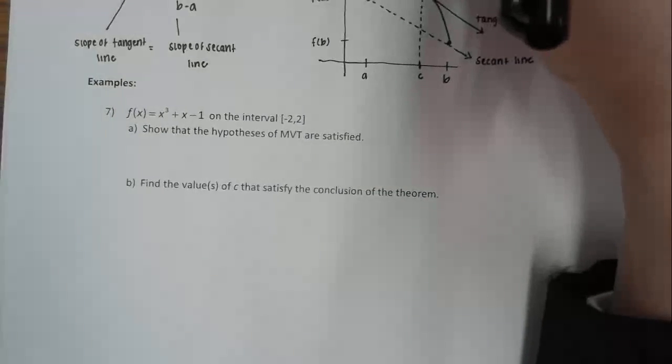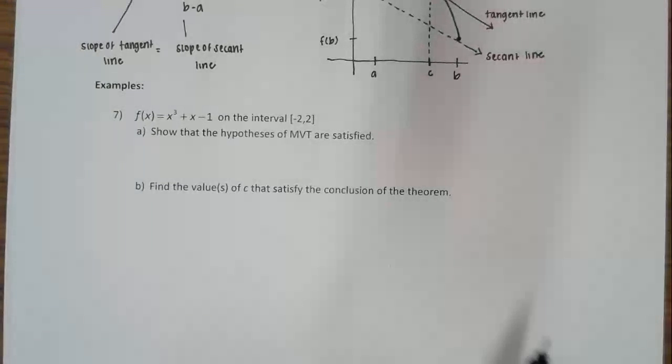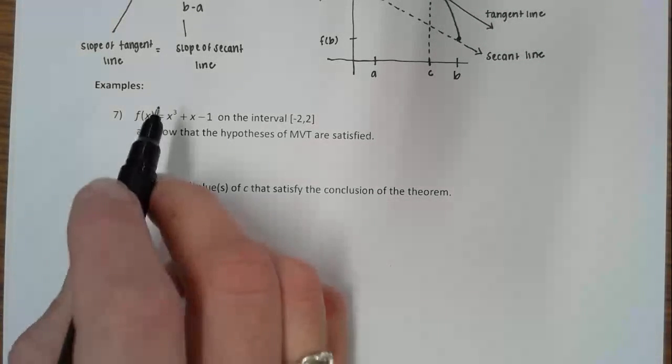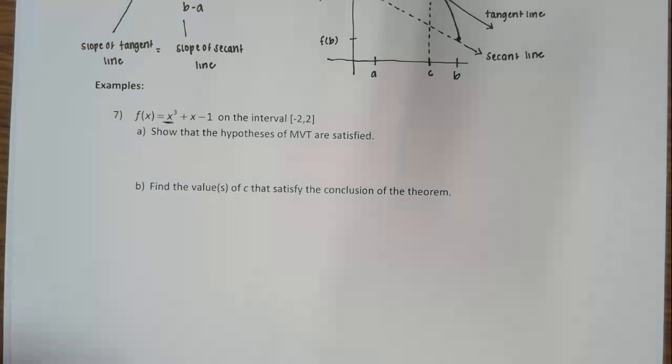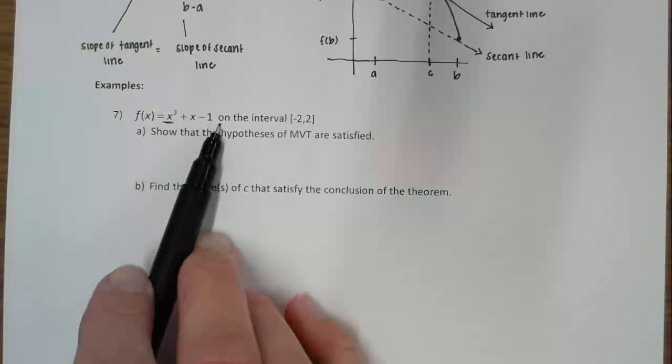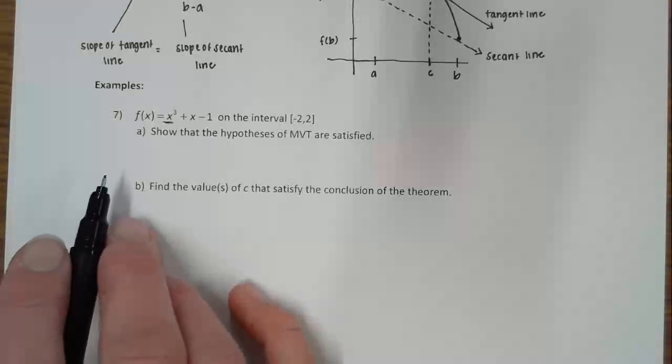So example 7 says, show that the hypotheses of the MVT are satisfied. So we're given this function x cubed plus x minus 1. Well, this is a cubic polynomial function. We know that cubic polynomial functions are continuous. There aren't any holes or breaks or asymptotes there. We also know that this doesn't contain any cusps or corners, so it's definitely going to be differentiable.